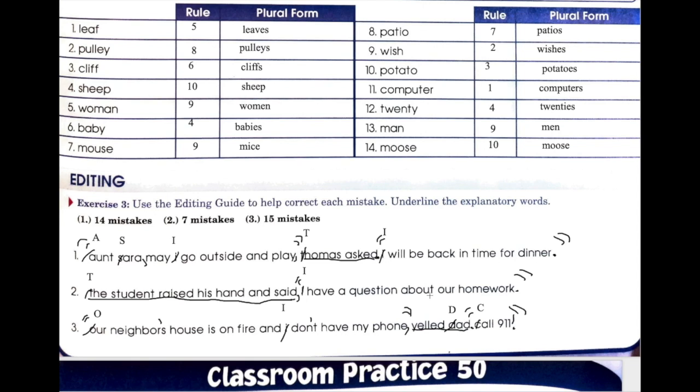So we have 2 independent clauses joined with a conjunction, but if we're going to join 2 independent clauses with a conjunction, we always need a comma as well before the conjunction. So it should be independent clause, comma, conjunction, independent clause. Our neighbor's house is on fire, comma, and it's a conjunction. I don't have my phone. All right, now we should have them all. Let's see, we have 15. Let's count them. 1, 2, 3, 4, 5, 6, 7, 8, 9, 10, 11, 12, 13, 14, 15. Okay, we have them all.